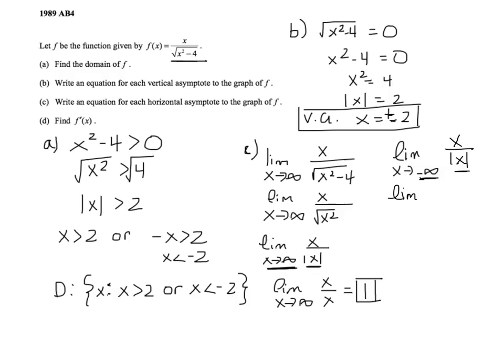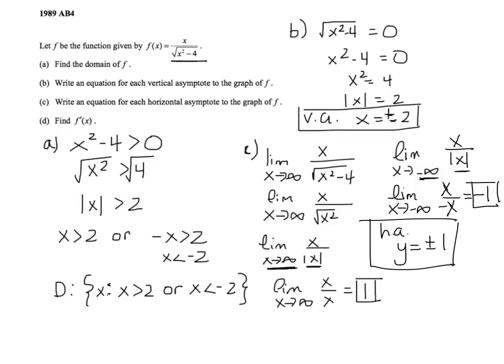So we're going to have the limit as x approaches negative infinity of x over negative x. And again, those will cancel, and it's the ratio of the coefficients, which is -1. So our horizontal asymptotes, our HA, would be y equals plus or minus 1. And those would be the two horizontal asymptotes.